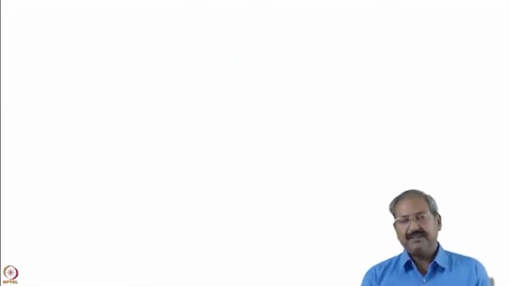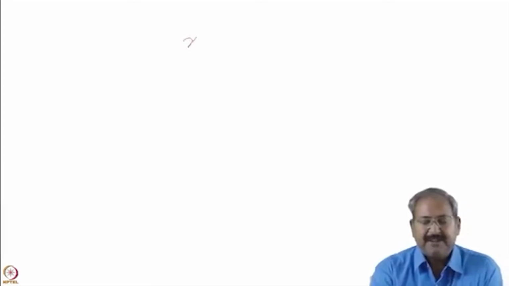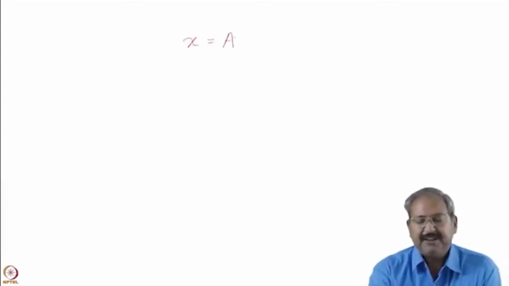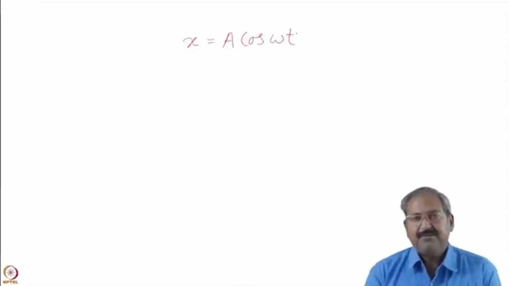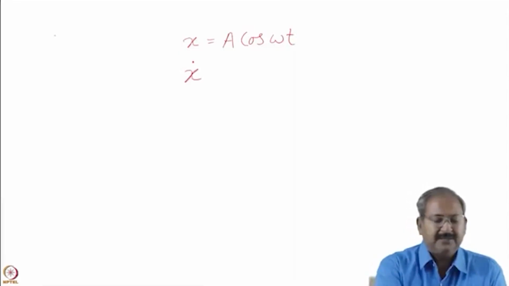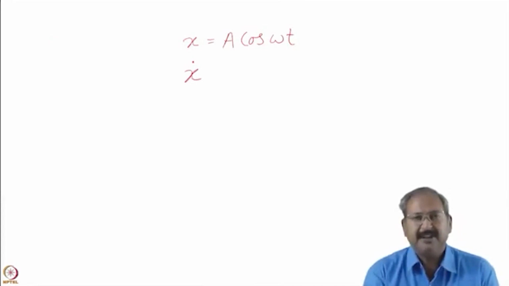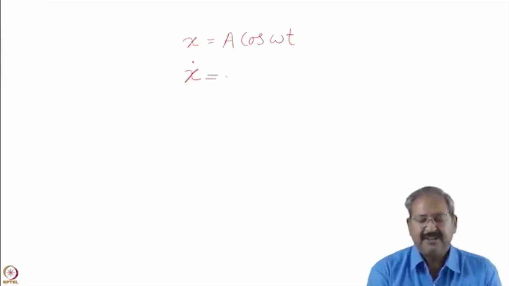I want to put one thing here. In the case of simple harmonic oscillator, we have x is equal to a cos omega t. So if we differentiate it, means we calculate x dot. When I am using the dot, it means it is d by dt. When I am using the prime, it means it is d by ds. So x dot will be equal to minus omega a sine omega t.